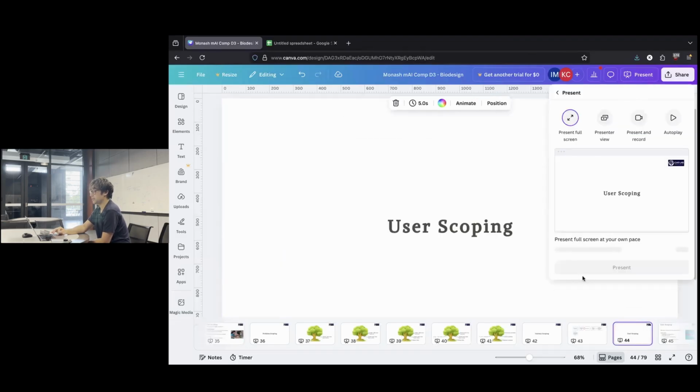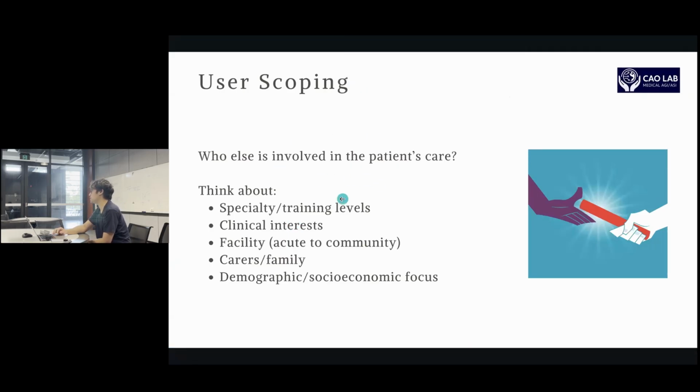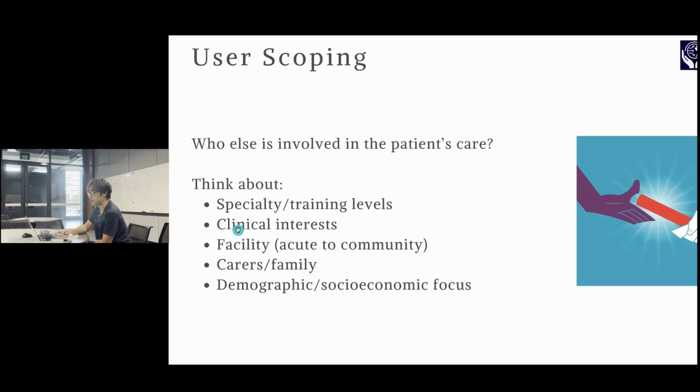Okay, next one is user scoping. This is thinking about who else is involved in the patient's care, right? We focus primarily on the anesthetic registrar, but you should be thinking about things like the consultant, the resident, the intern, right? The nurses, maybe there's an anesthetic nurse who can solve this instead, or maybe there's a carer who can solve this instead. You want to think broadly about different specialty or training levels. I think that's very natural for us clinicians to think about. There's a hierarchy and you can go up or down the hierarchy. You can think about different clinical interests. So maybe it's not the anesthetic registrar you should be thinking about. Maybe it's the ICU physician, or the GP, or whatever it is, right?